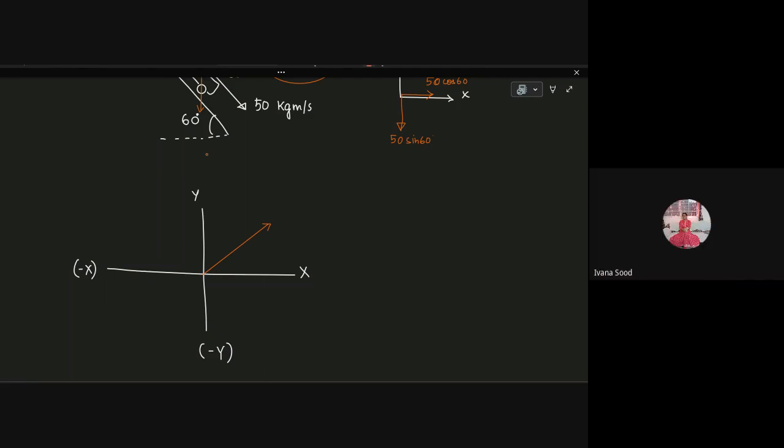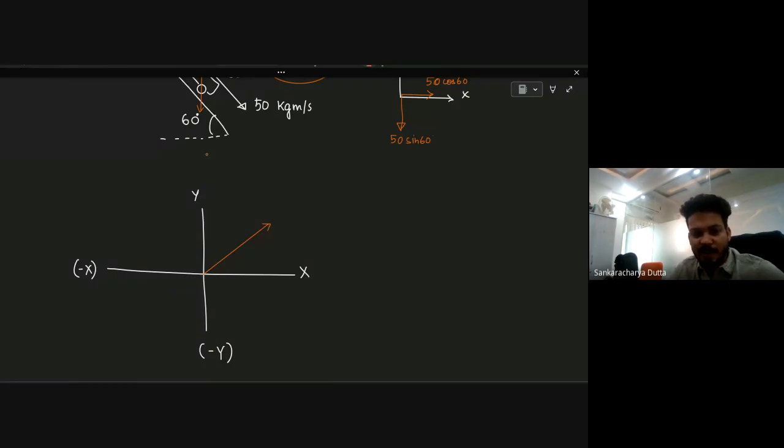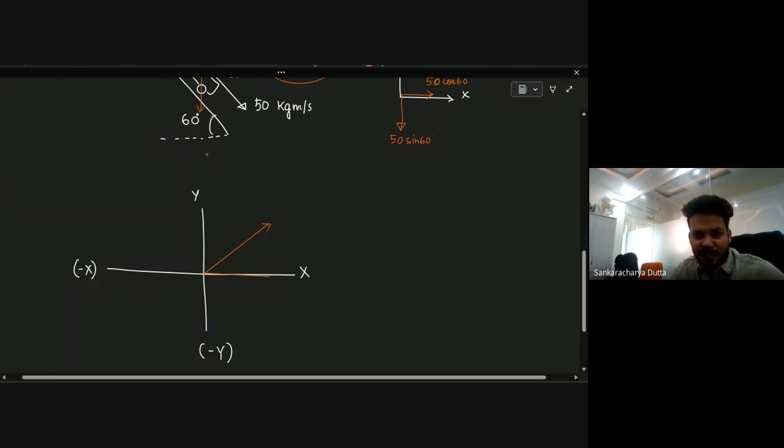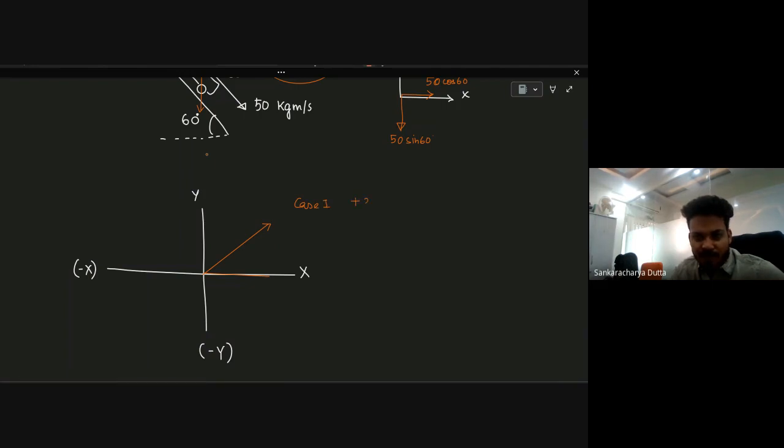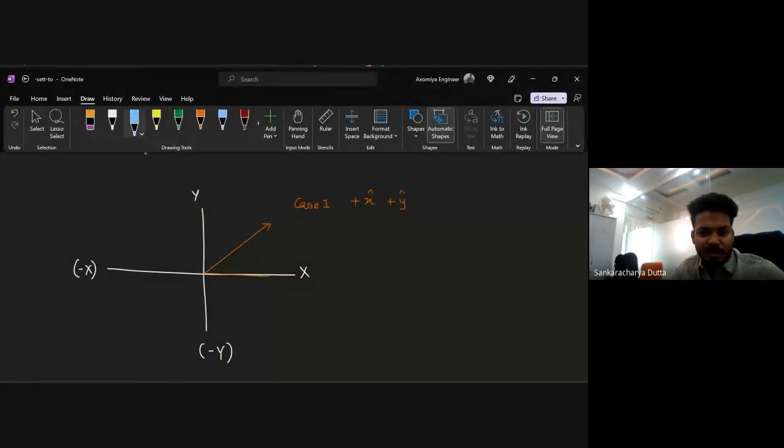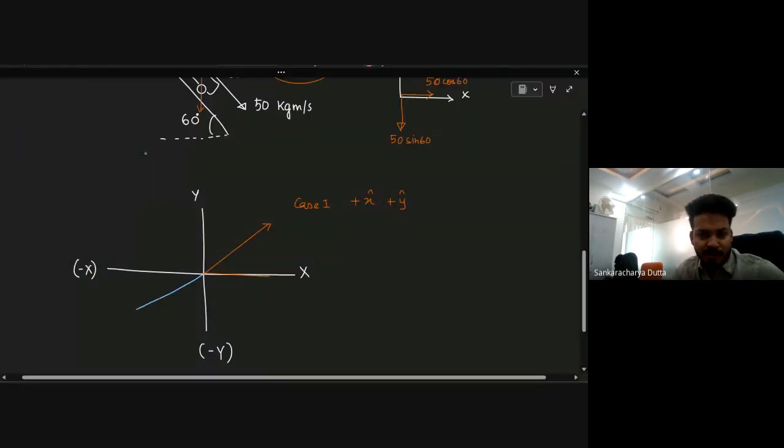Both positive. Yes, very nice. So the orange vector, if I break it into components, one will be along the x-axis, the other one will be along the y-axis. Hence, both the components in this case, case 1, will be positive. So you'll have something positive x cap, some positive y cap. Now let's imagine in the standard coordinate system a blue vector that is going like this.